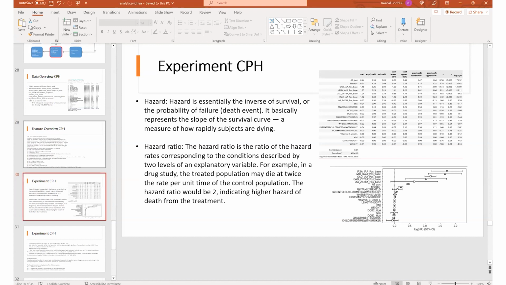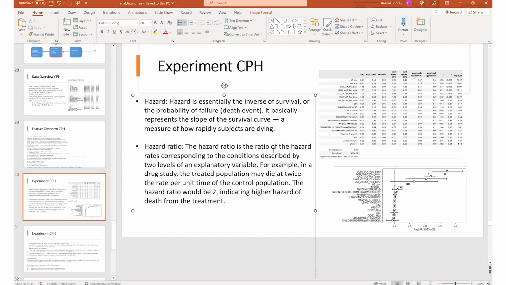we perform the Cox proportional hazard model. This Cox proportional hazard model will give us the p-value and the hazard ratio. These are the results. If you look at the table on the top right, that is the result we got from the Cox proportional hazard model. The hazard is essentially the inverse of the survival probability. It tells us how rapidly a subject is getting T1D, whereas survival probability tells us how rapidly that subject is not getting T1D.